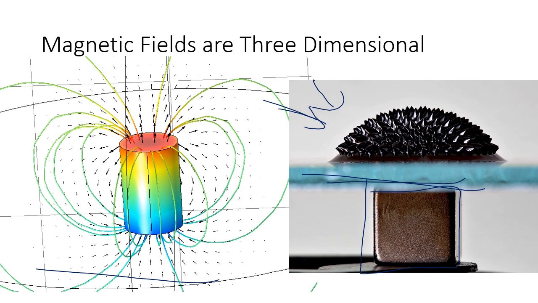Okay, so that's permanent magnets and magnetic materials. The next topic will be electromagnets.